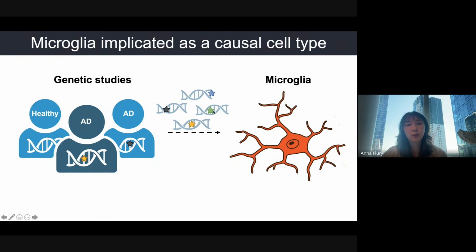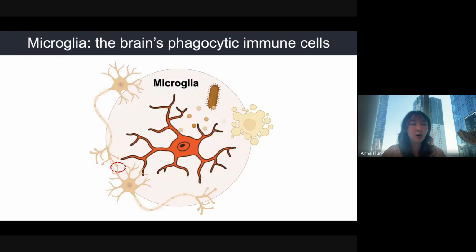However, what these risk loci have in common is that they point to microglia. Many of the genes that these risk loci are in are singularly or most upregulated by microglia. So briefly, what are microglia? They are an immune cell in the brain. They are the brain's resident immune cells, actually. And they are very multifaceted cells that do a lot of things to maintain homeostasis in the brain.